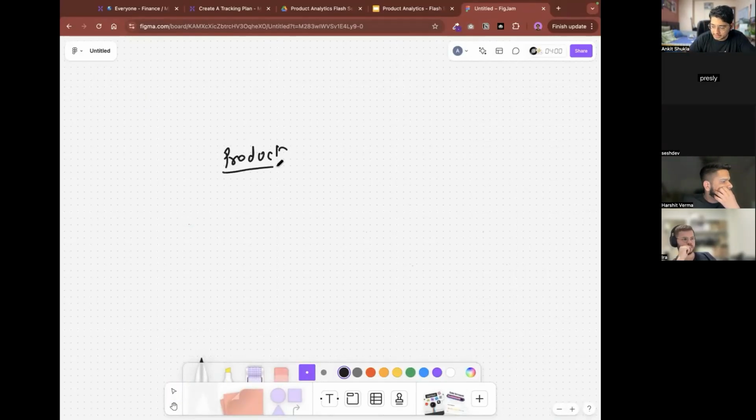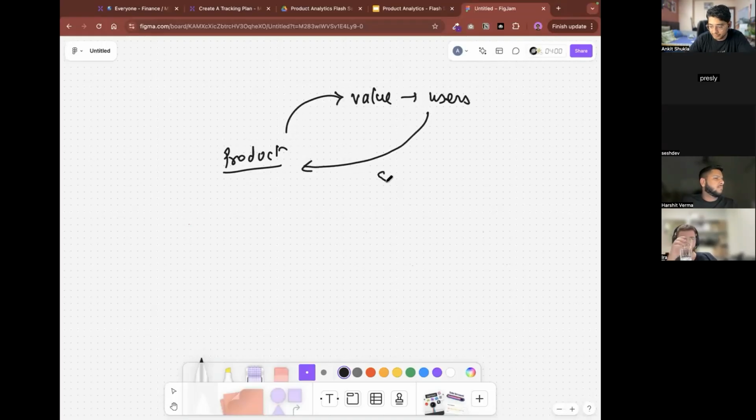Any product that is created has to deliver the value to the user. And in return, the user will reciprocate that value with the help of money or, let's say, attention. Right? Now, the purpose of the product is to make sure that it is able to deliver value.